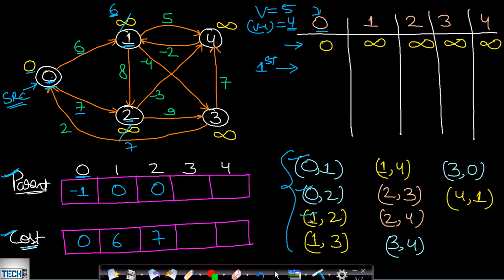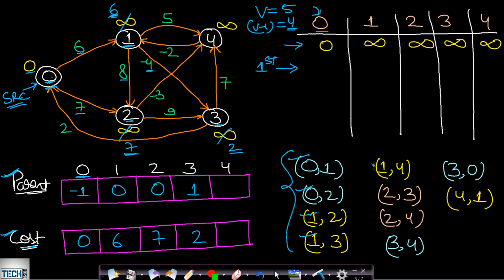Now we will relax the next edge, which is 1 2. Cost at 1 is 6, edge weight 1 2 is 8, 8 plus 6 is 14, 14 is actually greater than 7, so we won't do anything. Now for this 1 3, the cost will be 6 plus minus 4, which will be 2. So 2 is lower than infinity, so we will write 2 here. Now since this edge 1 3 is getting included, therefore the parent of 3 will be 1, and the associated cost in order to reach this node 3 starting from the source node will be 2. So we will write cost 2 here.